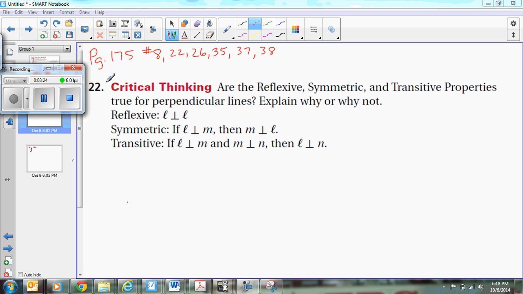All right, now let's take a look at number 22. It's a critical thinking problem, and it asks you this question. Are the reflexive, symmetric, and transitive properties true for perpendicular lines? Explain why or why not.